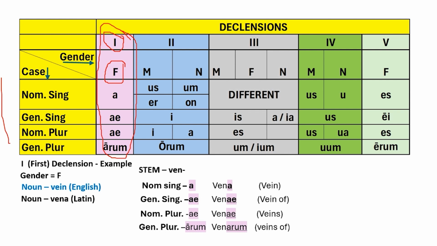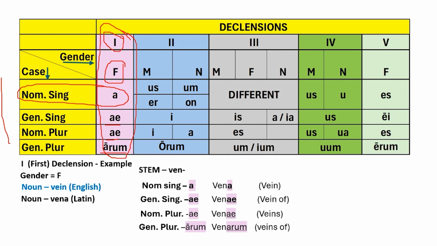Okay, so the nominative singular ending is A, the genitive singular is AE, the nominative plural is again AE, and the genitive plural is ARUM. This A has a small dash on it, which is a macron. In this video I'm just going to do the first declension. I have explained in detail in another video how these declensions work, how to memorize them, and the various tips and tricks I have used, so you can watch that video.